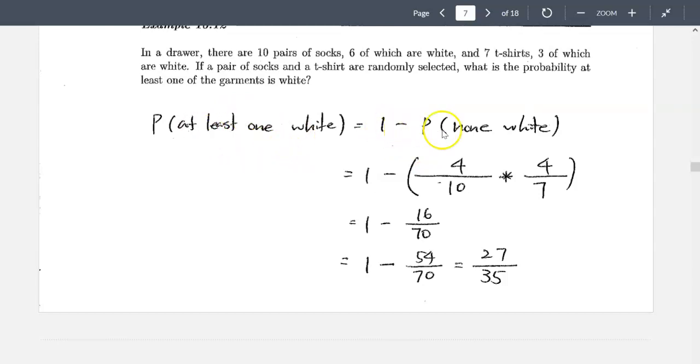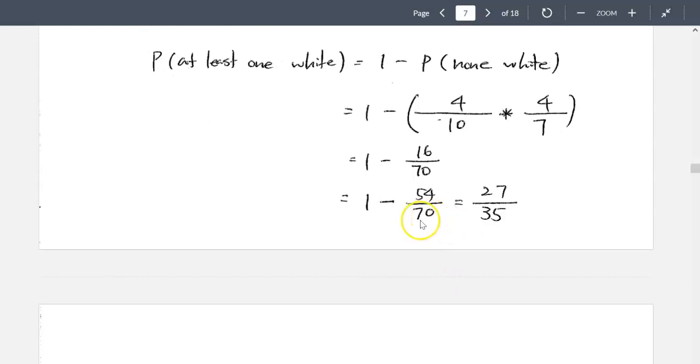So we do 1 minus. So what's the probability that none of them are white? Well, out of the 10 pairs of socks, 6 of them are white. So that means 4 are not white. Out of the 7 t-shirts, 3 of them are white. That means 4 are not white. So let's multiply all the not white possibilities, 16 out of 70. Then 1 minus that will be at least one of them is white. So 1 minus 16 out of 70. The answer is 27 over 35.